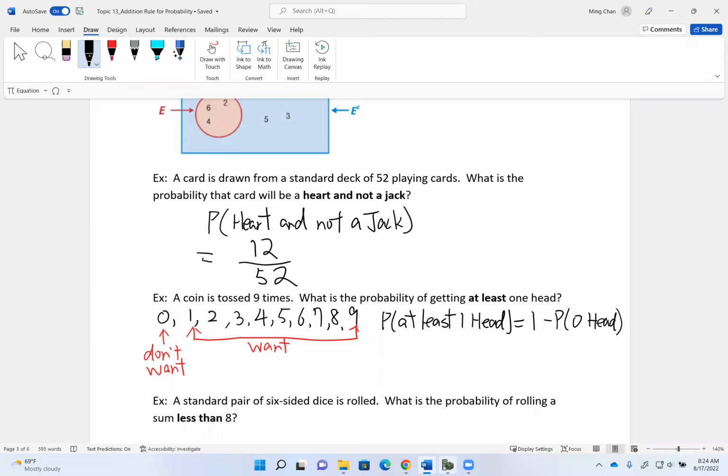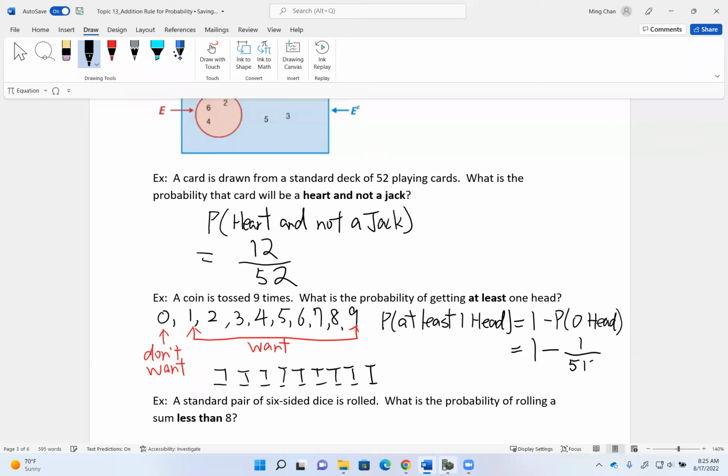And that one way is saying all tails. So this can only be one way to get 0 heads, which means all tails. Out of what's my total possible outcome? The total possible outcome is 512.